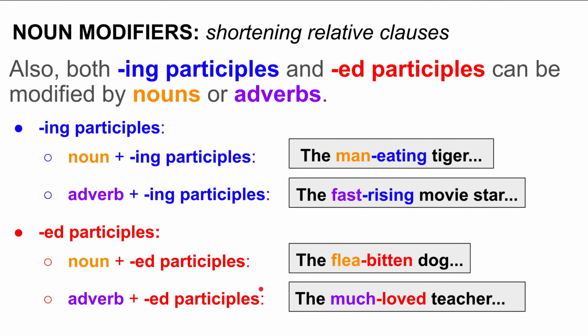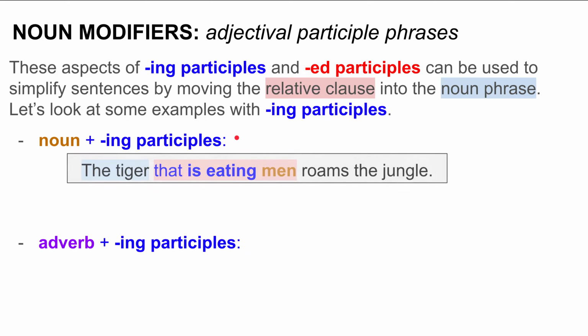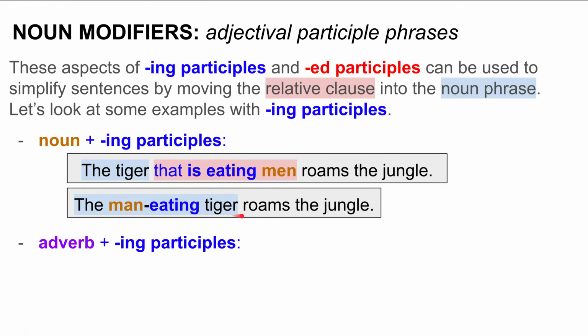Now, why am I teaching this when we're looking at noun phrases? Well, these aspects of ing participles and ed participles can also be used to simplify sentences by moving the information in the relative clause into the noun phrase. Let's look at some examples using ing participles. The first sentence, the tiger that is eating men roams the jungle. It's a pretty good sentence. It has a relative clause. But as we just saw, we can move this information that's in the relative clause before the noun. So the man-eating tiger roams the jungle.